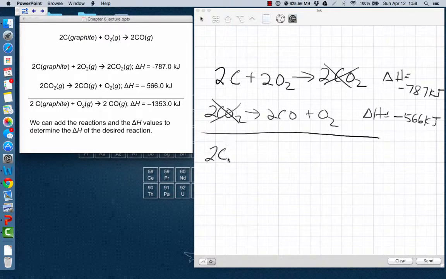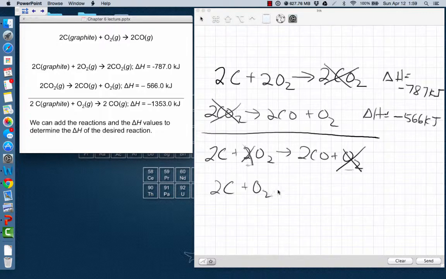We have 2C plus 2O2 yields 2CO plus O2. Now, I don't have 2 of them on both sides. I have 2 of them here, and I have 1 of them over here. So what I can do is cross off one of these and cross off this one. Okay, so now we have 2 carbon plus O2 yields 2CO. And that is exactly what we were trying to get to up at the very beginning.